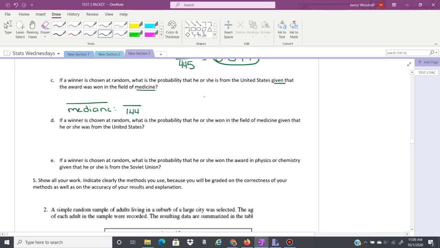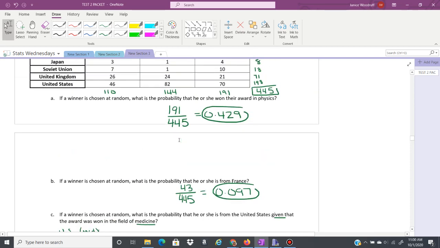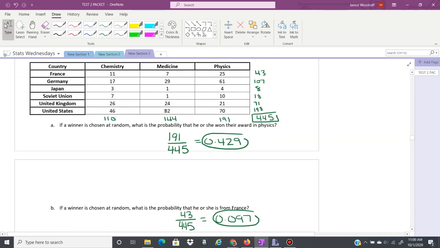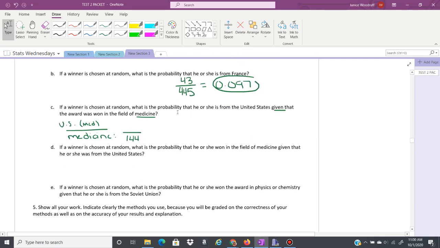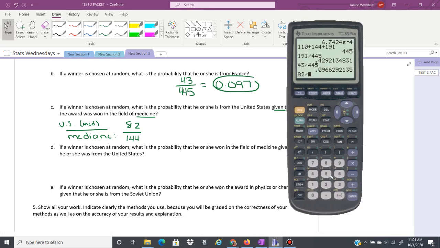And then what is the probability that he or she is from the United States? How many people in the United States got a Prize in medicine? So we're going to go up to the table. Medicine, United States, right here, 82. So 82 US people that won medicine, and then total medicine. So 82 out of the 144 were from the US. That is 0.569.